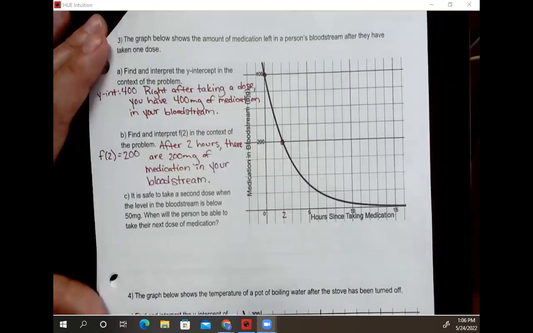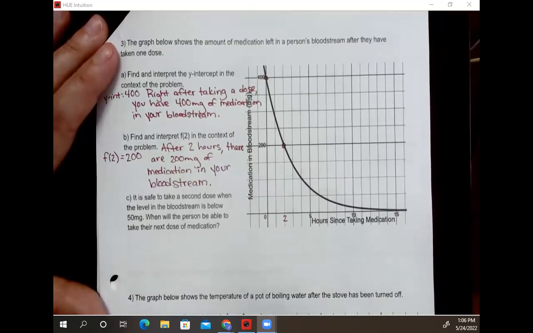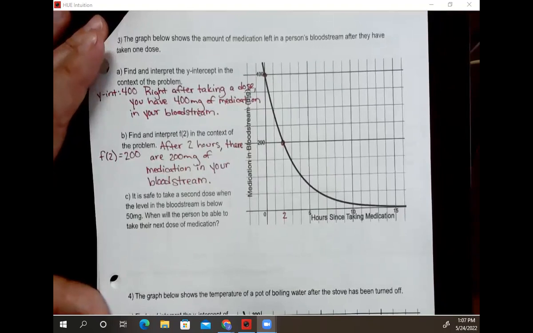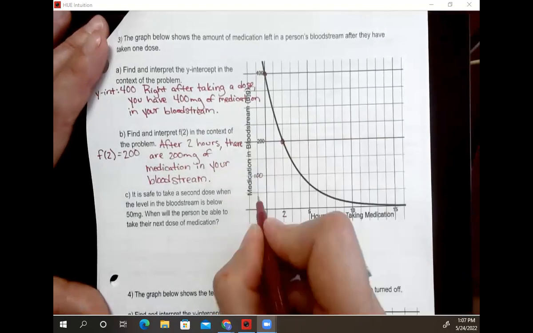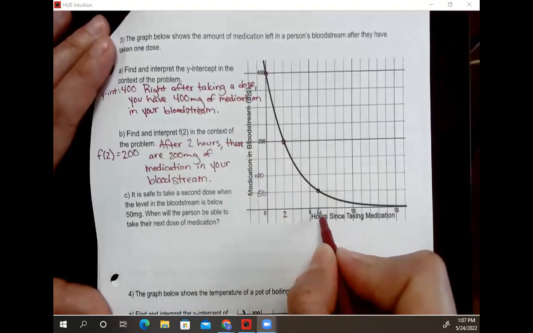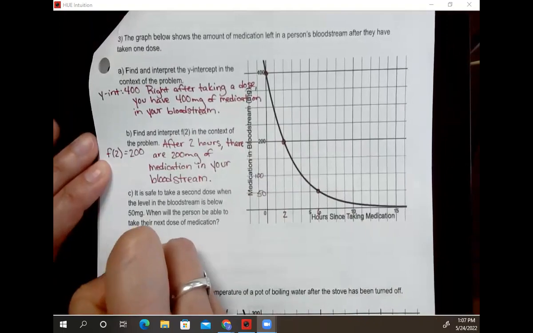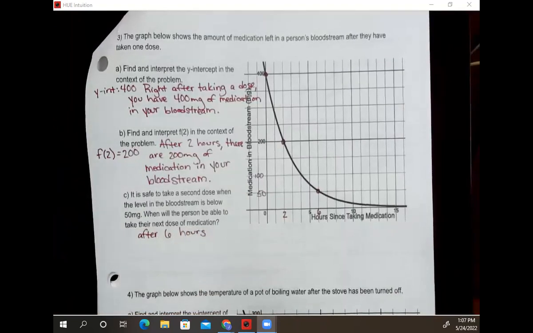And then C says, it's safe to take a second dose when the level in the bloodstream is below 50 milligrams. When will the person be able to take their next dose of medication? How long do they have to wait? They can take their second dose of medication after 6 hours. So if I look at my scale here, here's 200. So this would have to be 100. That makes this 50. I'm looking at when do I hit 50 milligrams? That would be at 6 hours. So after 6 hours, you're good to take a second dose. After 6 hours.